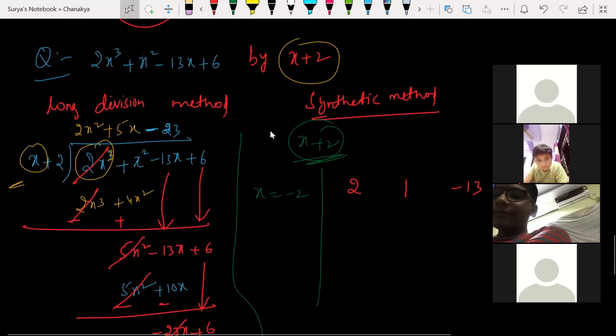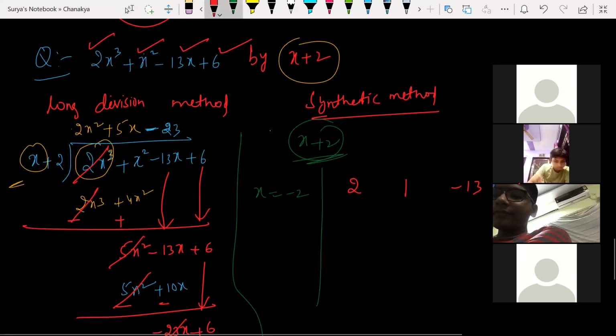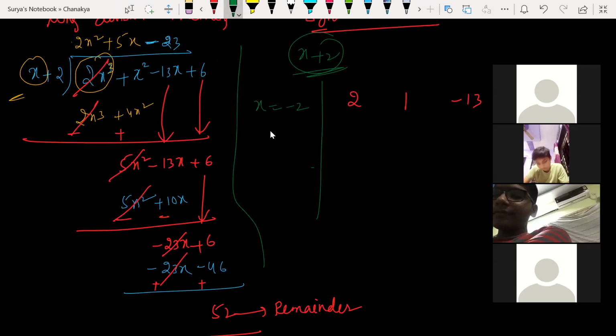X cube coefficient is 2. X square coefficient is 1. X coefficient is minus 13. Constant as it is, I'm writing. Clear? Look at this now. What I told you, first step will be as it is. So let me write this 2 as it is. Now minus 2 into 2, how much? Minus 4. Add these two: minus 4 plus 1, minus 3.